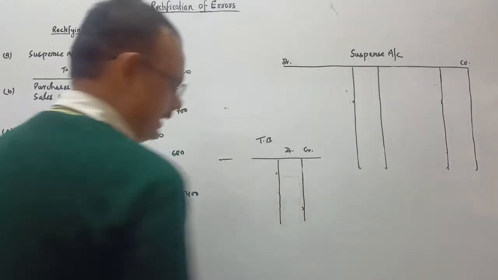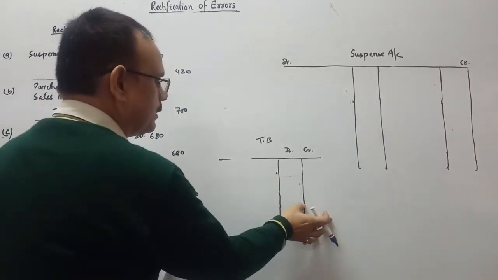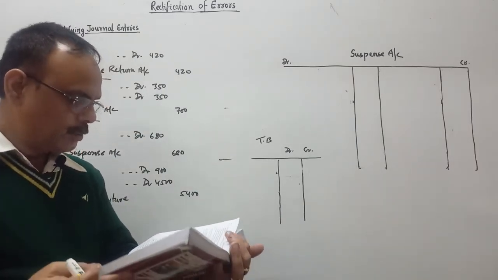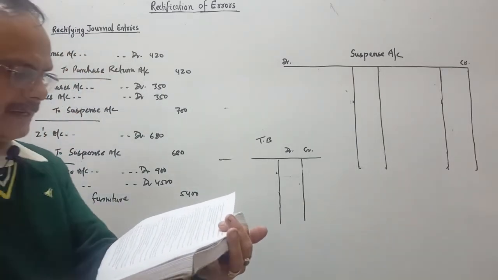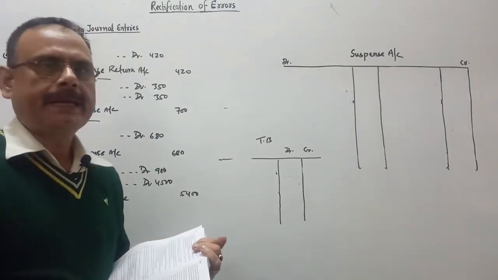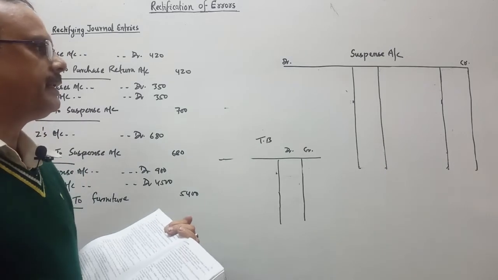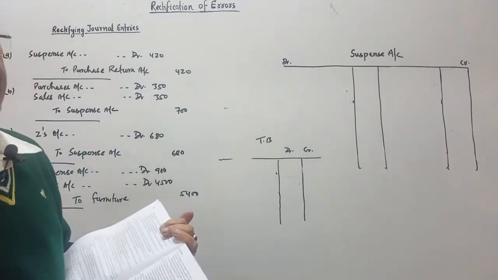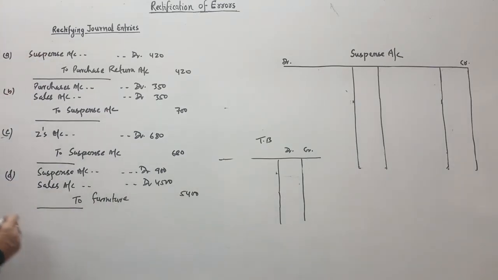The next error is, you see the last error is, goods taken by the proprietor, 500, have not been entered in the books at all. So it's an error of complete omission. When there is an error of complete omission, then you write the entry straight away.